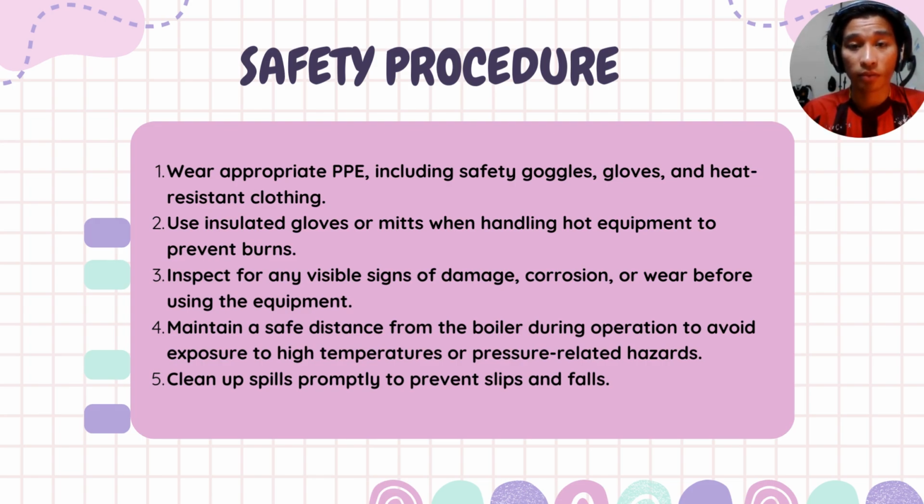For safety procedure, first wear appropriate PPE, including safety goggles, gloves, and heat-resistant clothing. Next, use insulated gloves or mitts when handling hot equipment to prevent burns, and inspect for any visible sign of damage, corrosion, or wear before using the equipment. Maintain a safe distance from the boiler during operation to avoid exposure to high temperature or pressure-related hazards. And lastly, clean up spills promptly to prevent slips and falls.